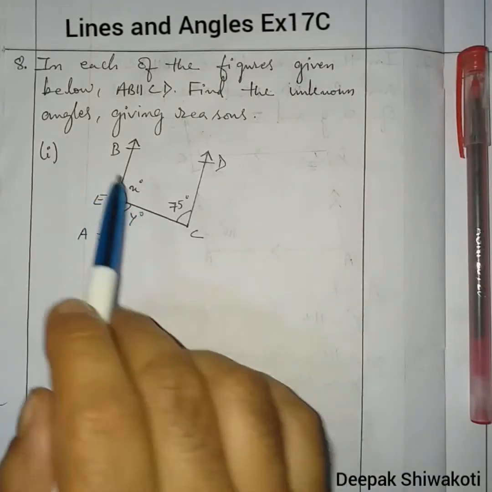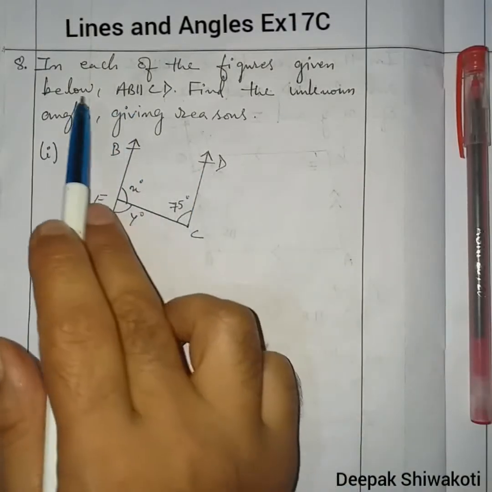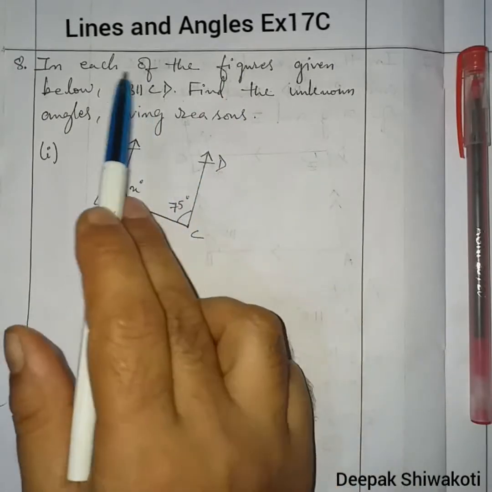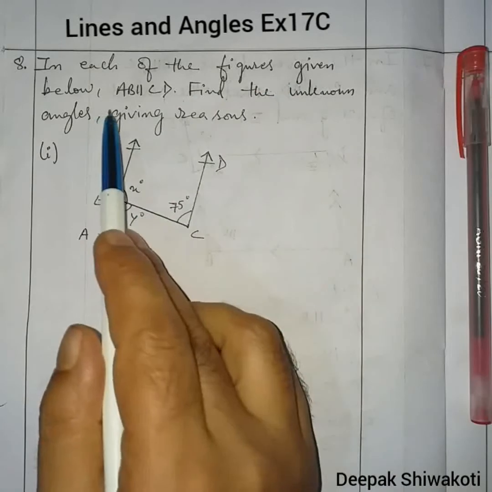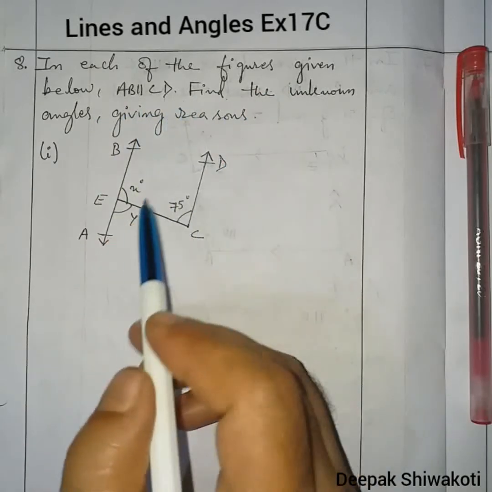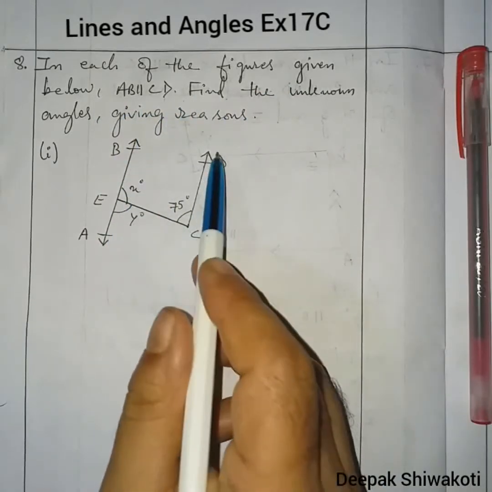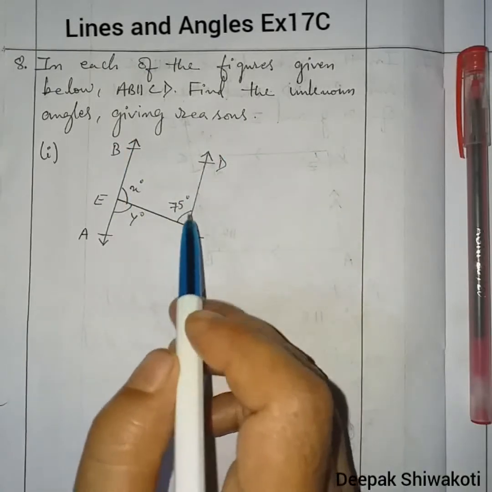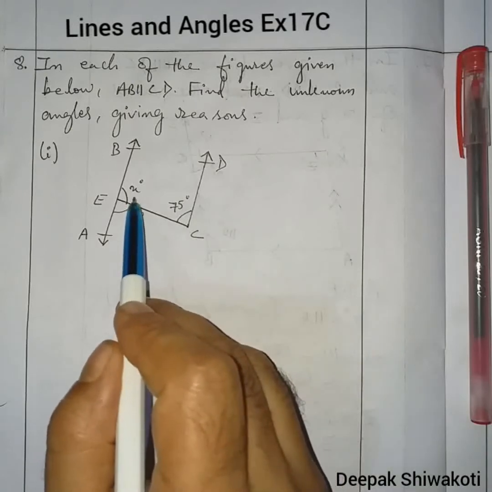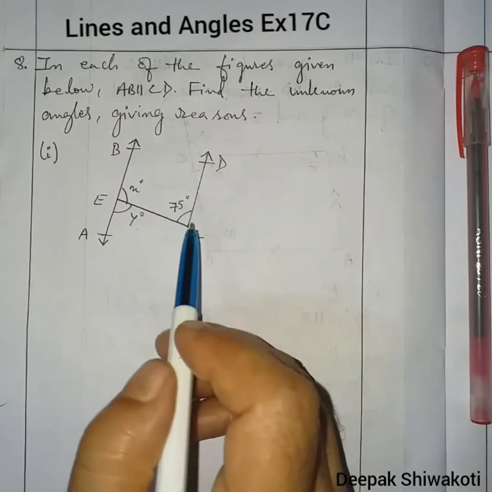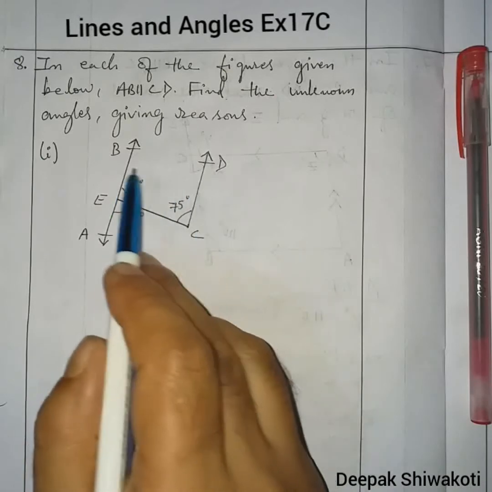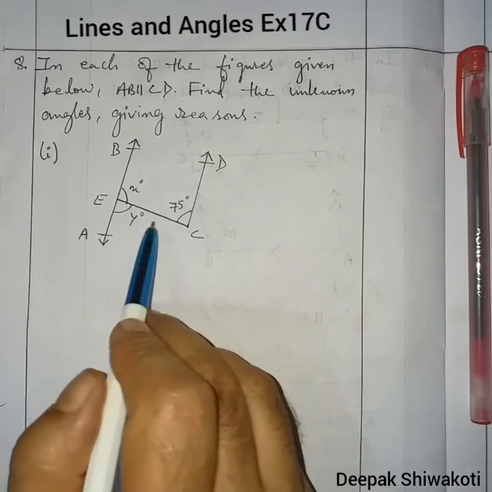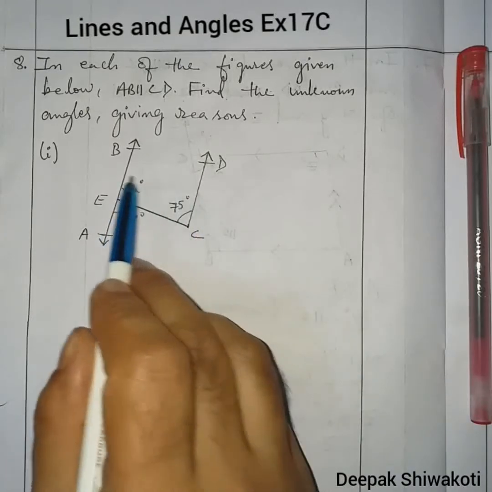In each of the figures given below, AB is parallel to CD. Find the unknown angles, giving reasons. Here we have to find the unknown angles X and Y, and these two lines are parallel to each other. EC we can take as the transversal of these two lines.